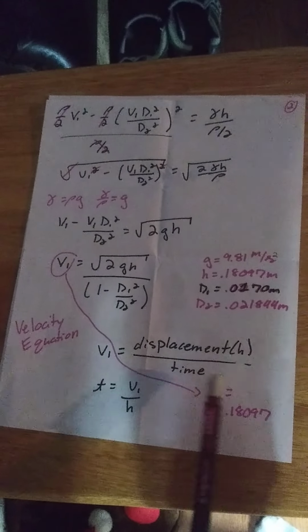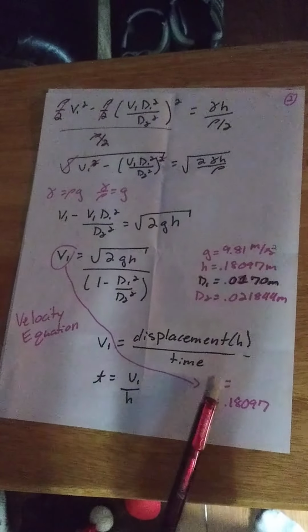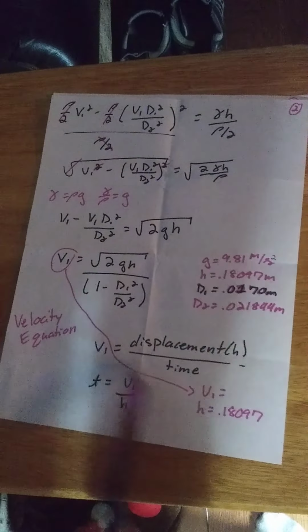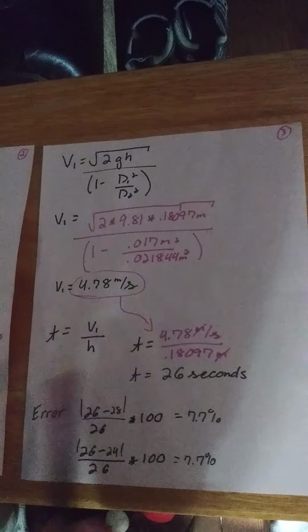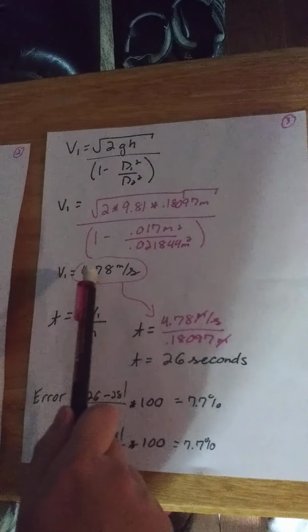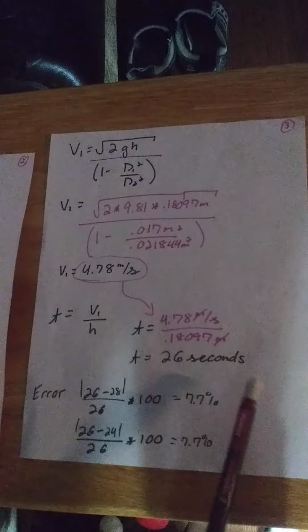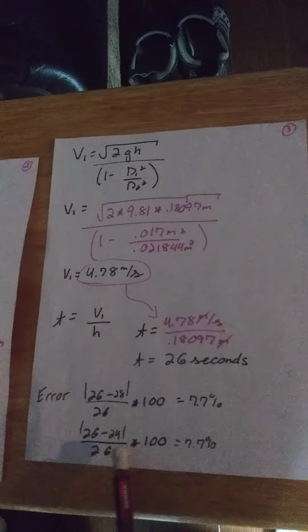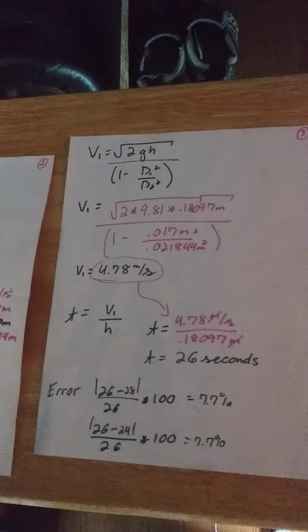Now you look at the velocity equation. Velocity is displacement over time, where the displacement will be our h and time will be in seconds. The velocity will be the number that we get over here, and our h is again 0.18097 meters. So now if we plug in those numbers that we just got into our equation, our velocity is 4.78 meters per second, and our time is 26 seconds. If the time falls between 24 and 28 seconds, I have a 7% error.